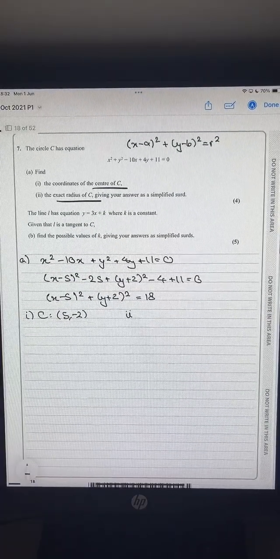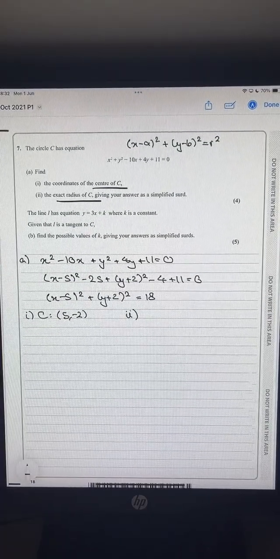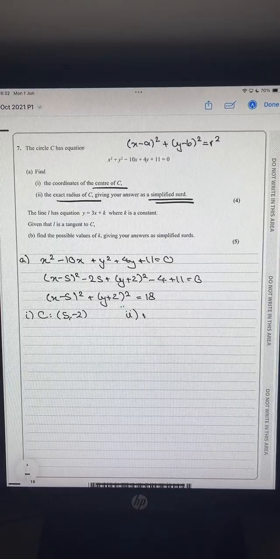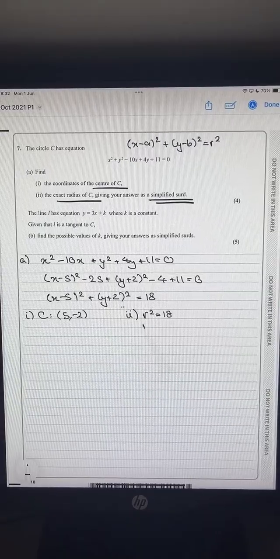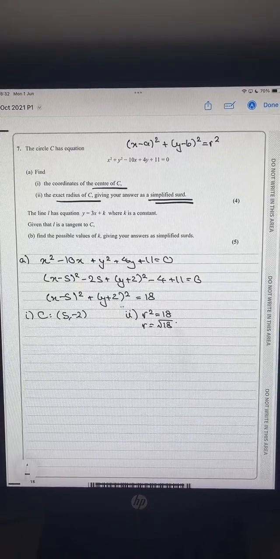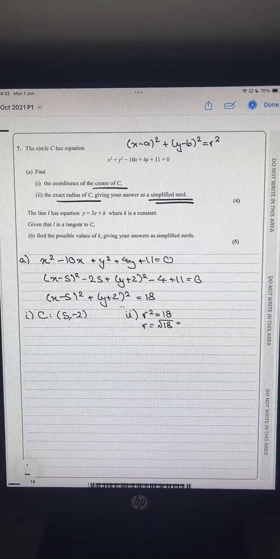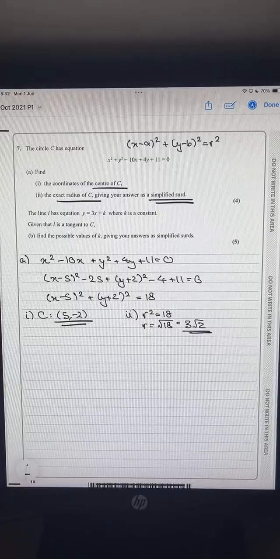Then for part 2, I need my exact radius as a simplified surd. So r squared is going to be equal to 18. So r is the square root of 18. That's not simplified, so all I have to do is simplify that. That's square root of 9 times square root of 2, which is just 3 root 2. So these are my answers, and I have 4 marks in the bag. Pretty nice question to start off with.